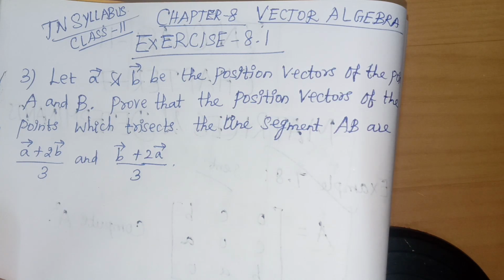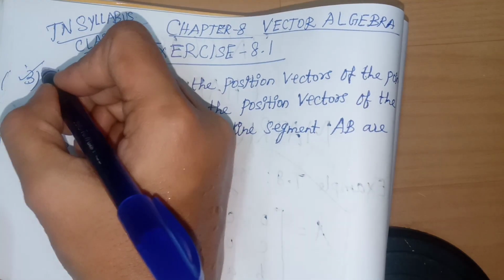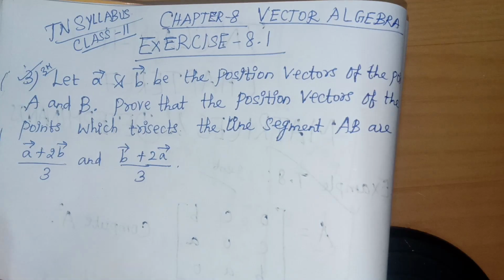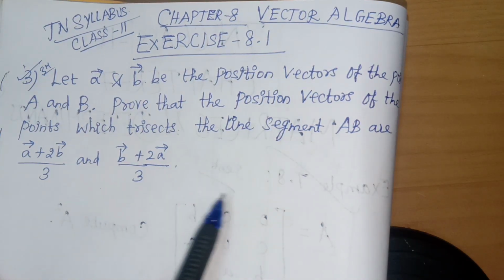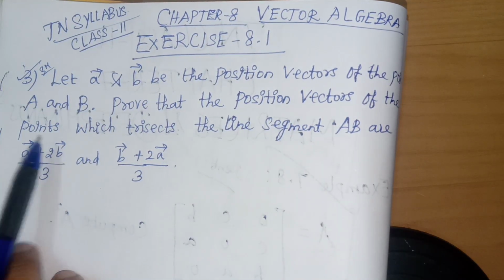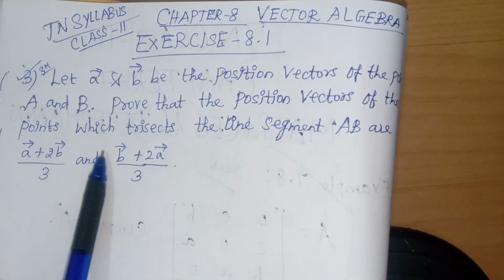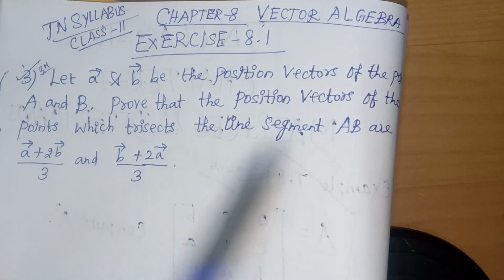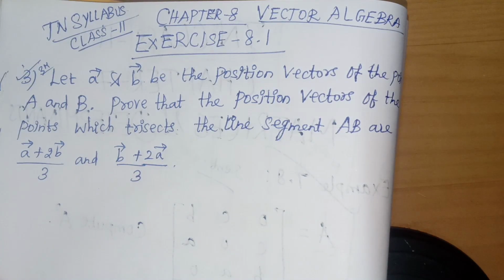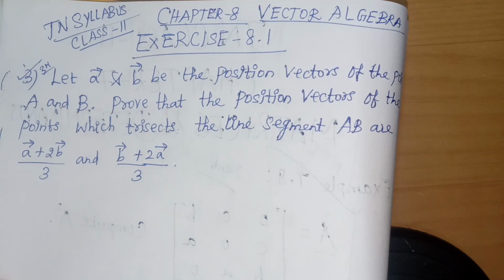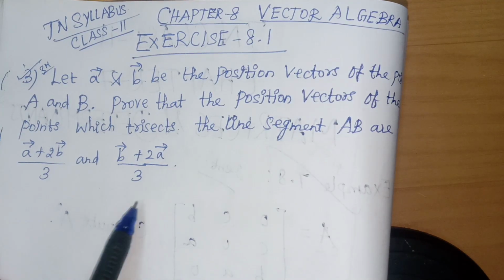TN syllabus class 11 chapter 8 vector algebra exercise 8.1, let us see the third sum. Third sum is a very important 3 mark question. Let A vector and B vector be the position vectors of the points A and B. Prove that the position vectors of the points which trisect the line segment AB are (A vector + 2B vector) by 3 and (B vector + 2A vector) divided by 3.